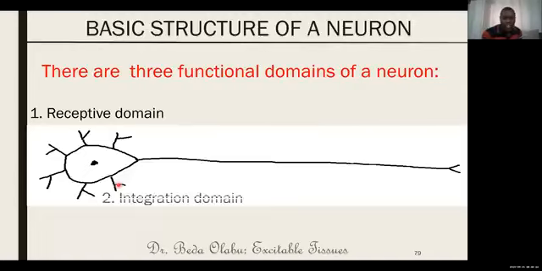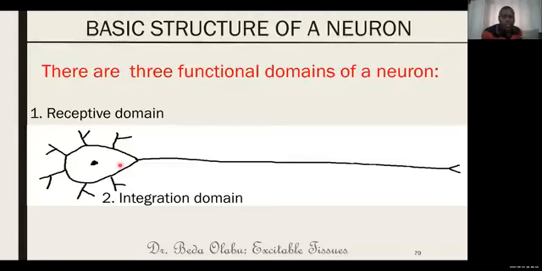The second functional domain of a neuron is what we call the integration domain. The integration domain of a neuron refers to this one. This is what we call the cell body of a neuron. You must have called it the cell body of a neuron, or you must have called it the soma, S-O-M-A, soma. In plural, somata.